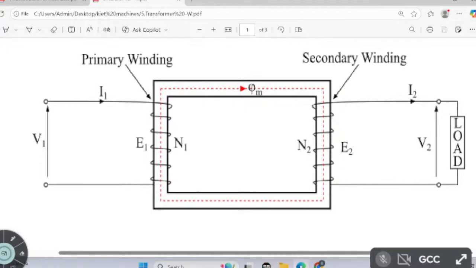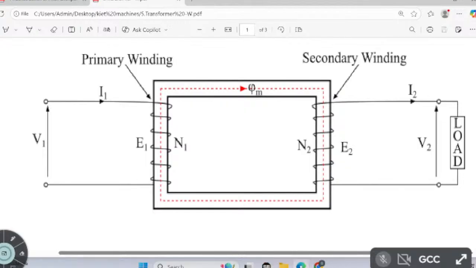This is called the limb, L-I-M-B. On the limb we will wound the winding. I said in the morning, what is the function of a transformer application wise? Input 230, output you require 9, or you require 1000, or 200. For example, input is 11,000, output is 200, 300, 9, 10.